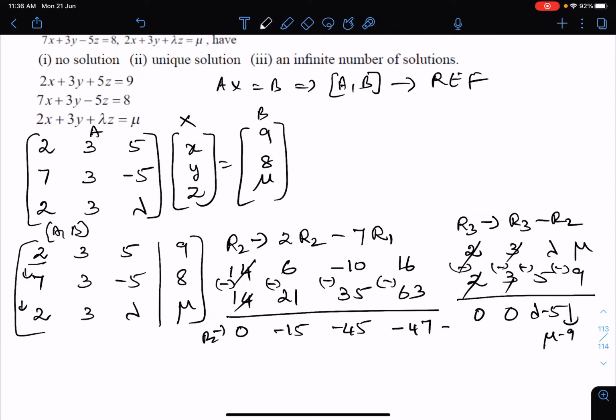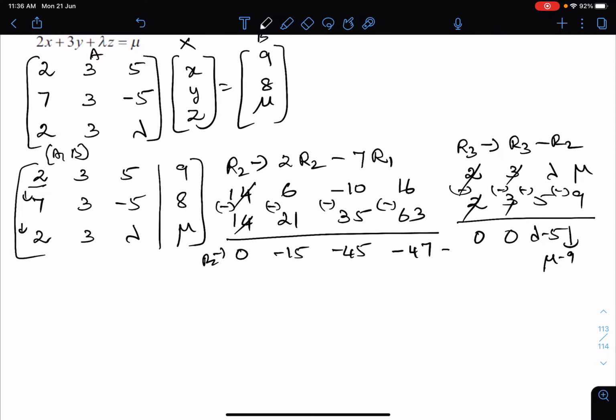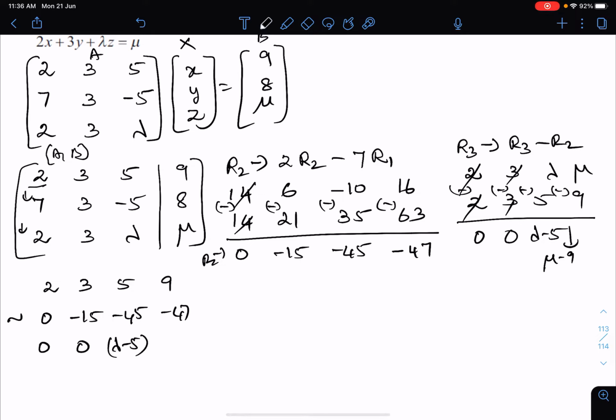Now we can write our equivalent matrix. What is the equivalent matrix? First row remains the same, 2, 3, 5 and 9. Second row 0, minus 15, minus 45 and minus 47. Third row 0, 0, lambda minus 5 and here it is mu minus 9. Drop the line. This is going to be our augmented matrix.